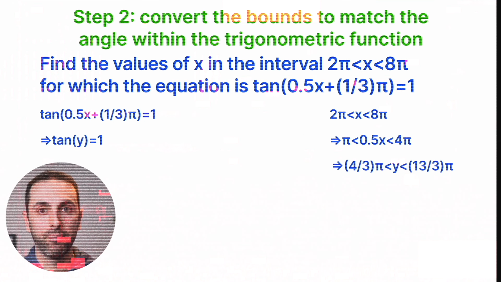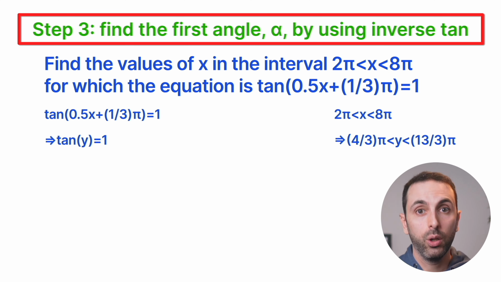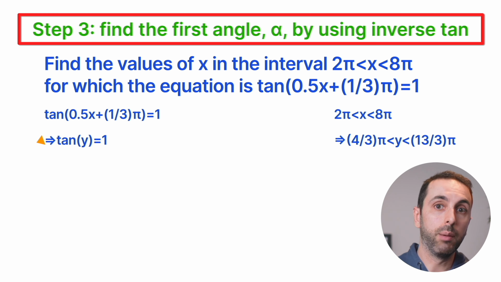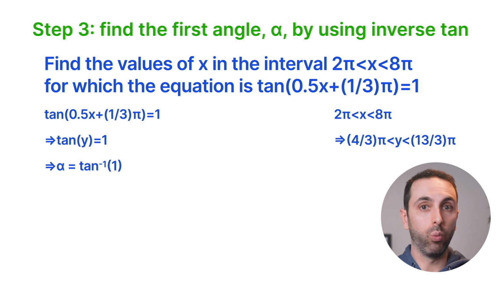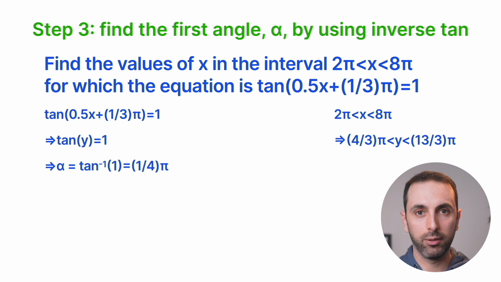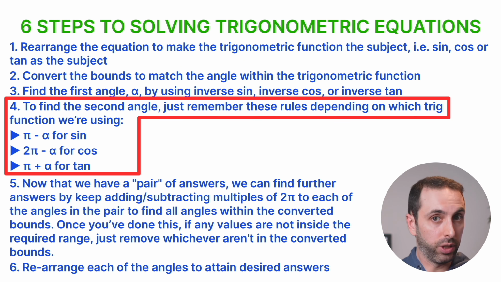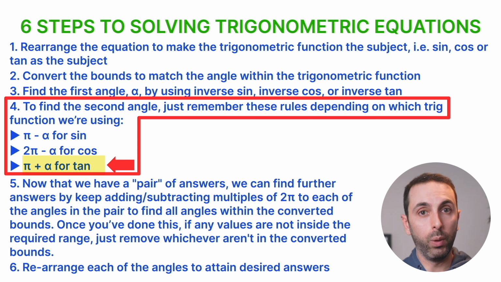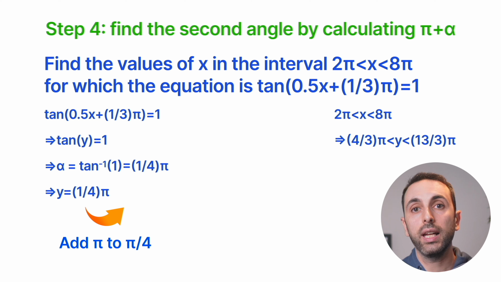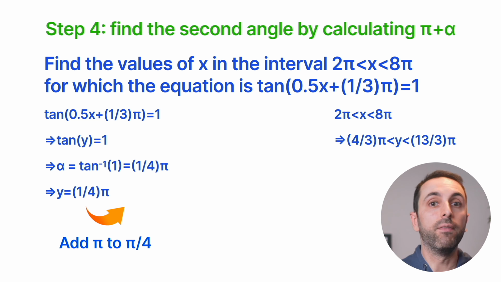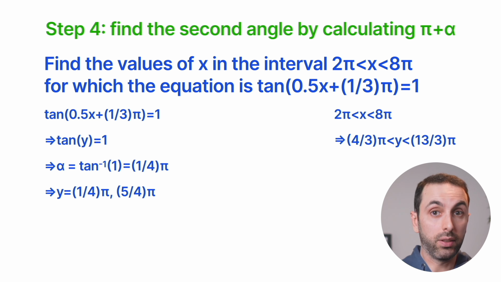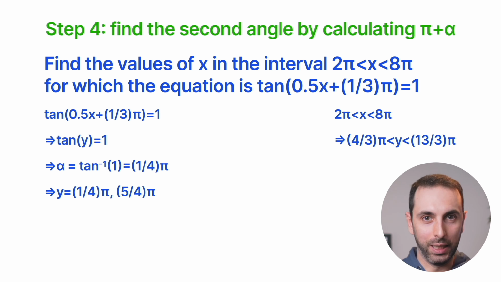Looking at the third step, in order to find the first angle, I'm just going to apply inverse tan to 1, which is pi over 4 radians. Looking at the fourth step, we follow these set of rules depending on which trig function we're using. Let's look at where it says pi plus alpha for tan. So in order to find the second angle, we just add pi to the value we just found. And this leaves us with 5 over 4 pi radians.